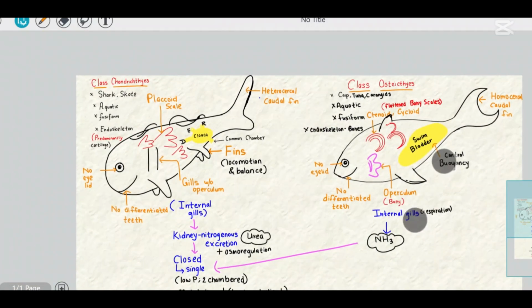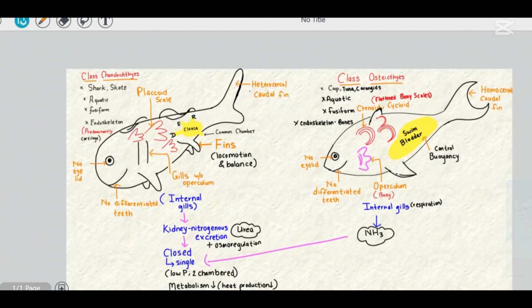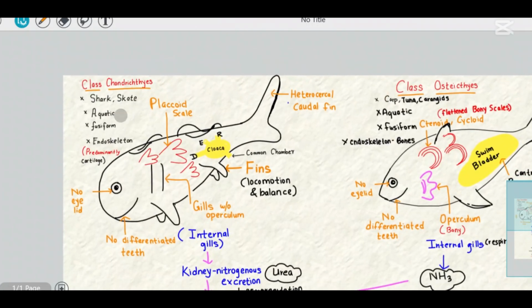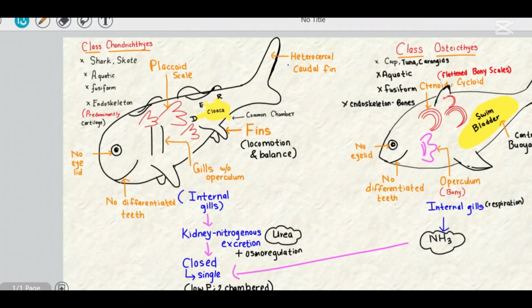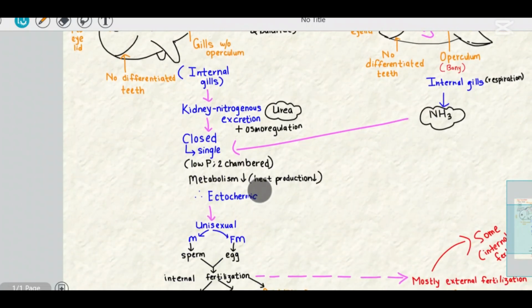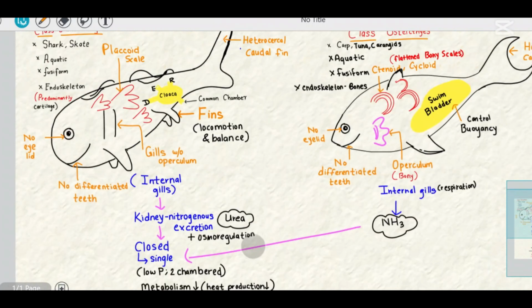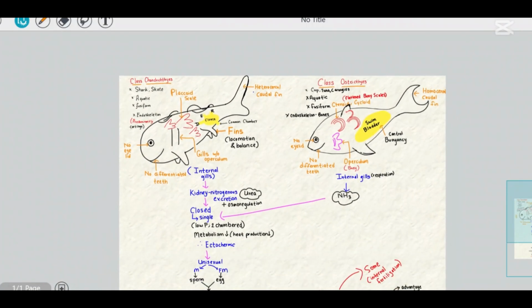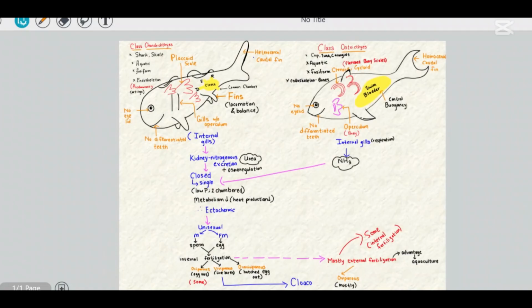So that will be for the differences between class Chondrichtyes and Osteichtyes. As you can see, you can remember it like a story. So first the examples, then the habitat, then the fusiform shape, endoskeleton, then the eyes, the teeth, then the fins, the two types of fins, and then caudal fin, the scales, then the gills, then you speak about the excretory system, then the circulatory system, then the reproduction, and finally the cloaca and the swim bladder. So this will be it for class Chondrichtyes and class Osteichtyes.